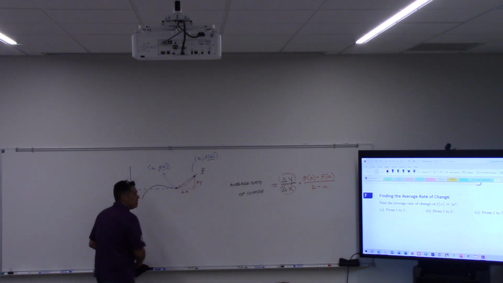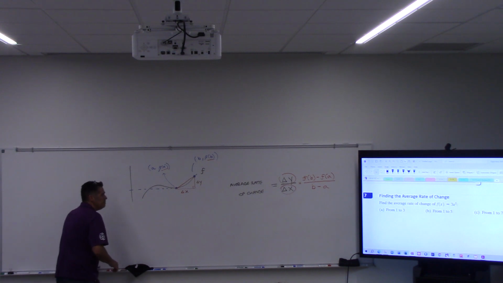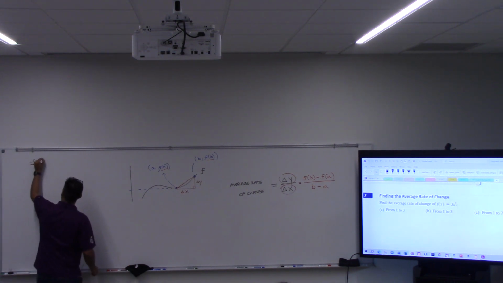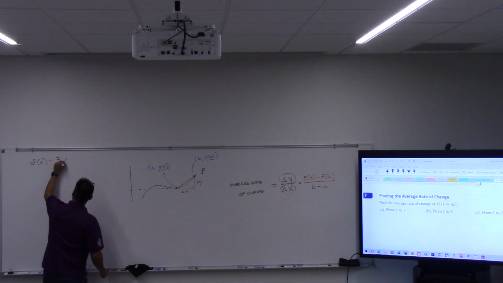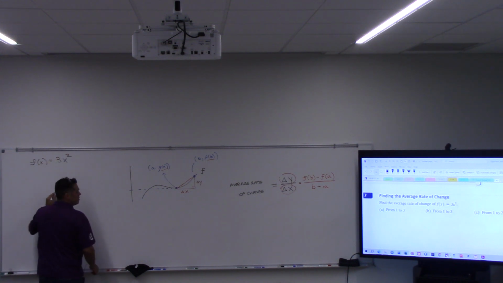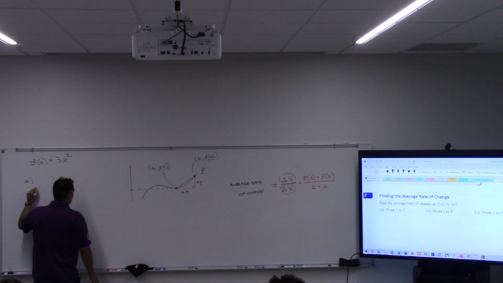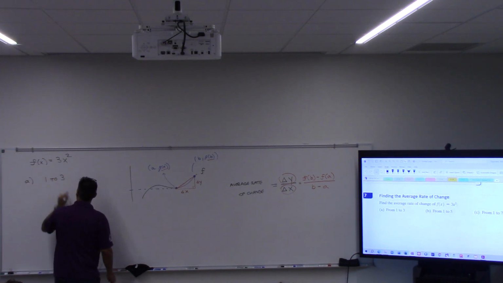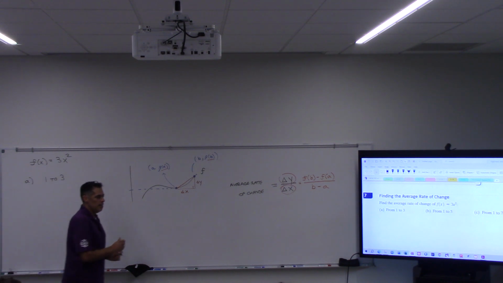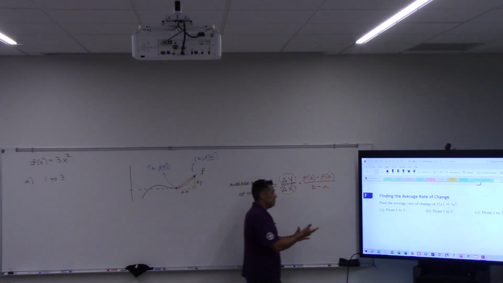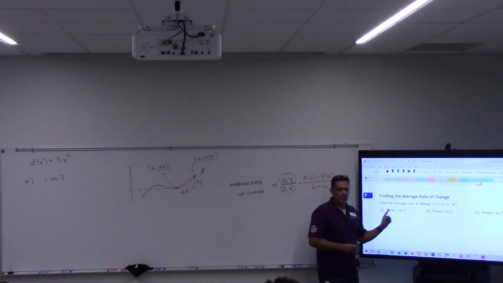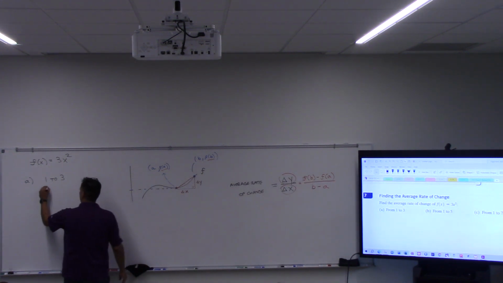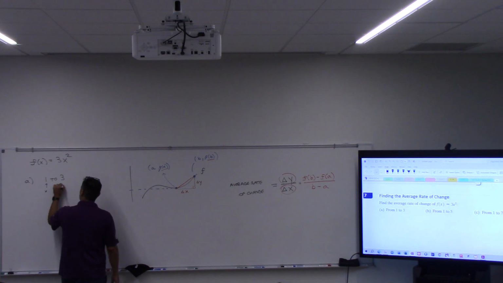All right, average rate of change. So I'm giving you a function. This is given to you, f of x equals 3x squared. And part A, we're finding the average rate of change from 1 to 3. So what this means is they're giving you the x values, all right? This is an x value, and this is an x value.